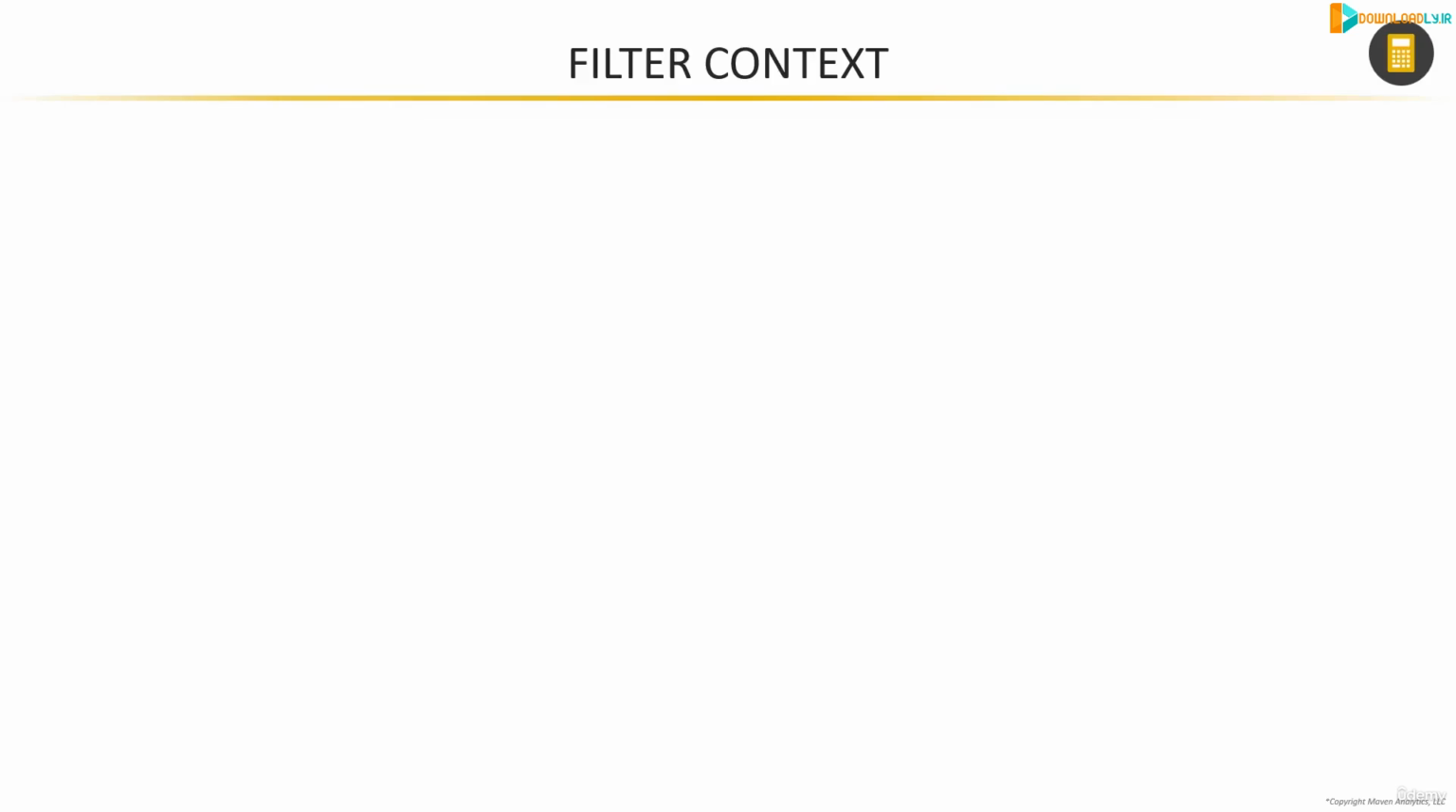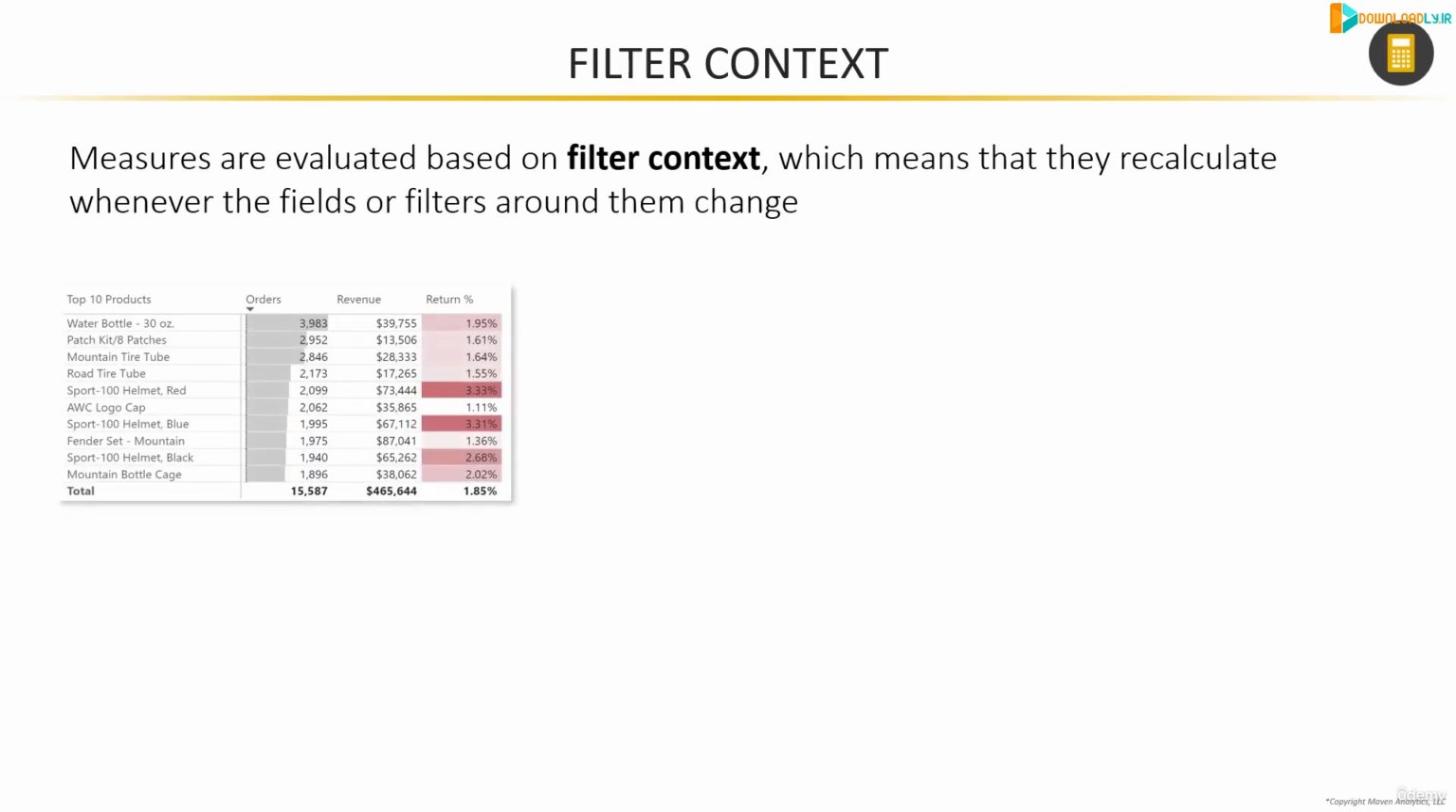All right, so we've talked quite a bit about filters in the context of our data model and how filters can transmit through table relationships. But now we're going to talk about filter context and how it impacts DAX measures. So remember the definition of a measure. It's evaluated based on filter context, which means that those measures recalculate whenever the fields or filters around them change.